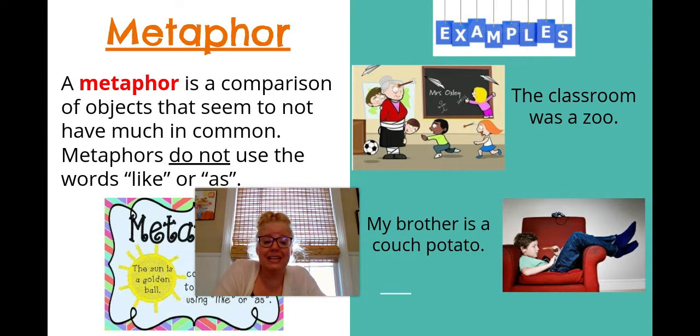My brother is a couch potato. Are you saying that your brother is literally a potato? No. A couch potato is an expression, right? It's a hyperbole. Remember we talked about hyperbole, where somebody is just kind of lounging around, kind of being lazy. So my brother is a couch potato. That just means that your brother is lying around doing nothing, not that your brother is literally a potato.